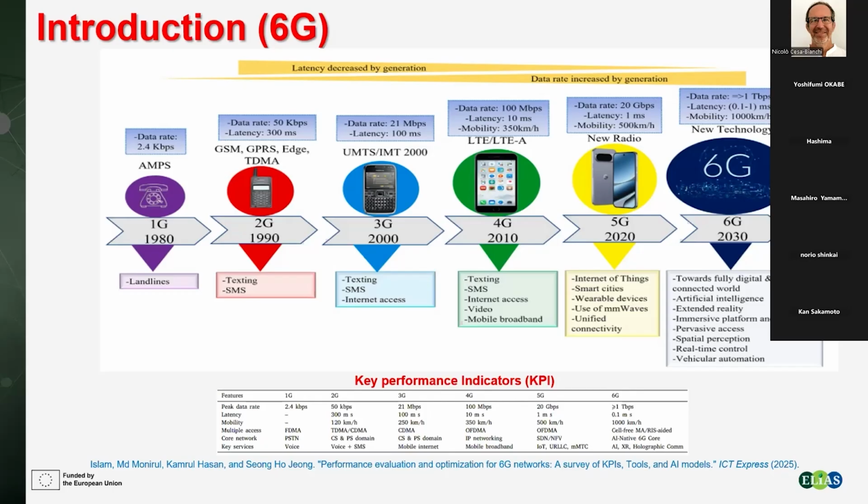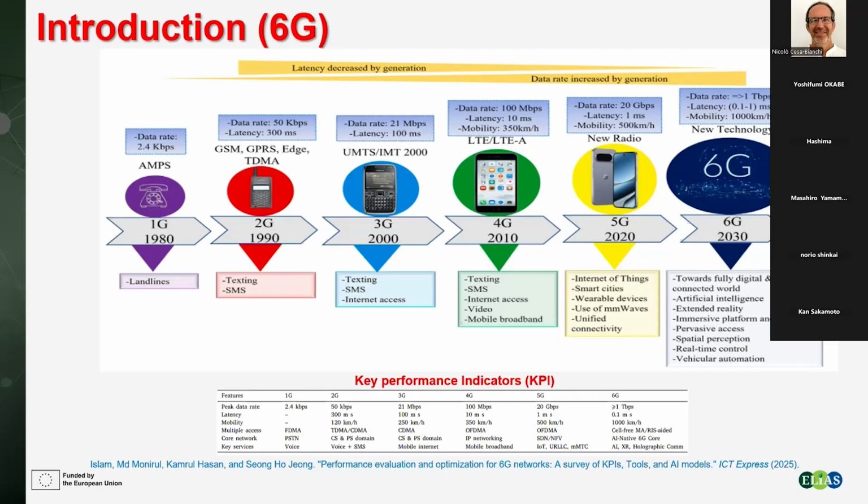And 5G is what we are currently working in. We have IoT, smart cities, wearable devices. We use new bands like millimeter wave and terahertz. And now the way is to launch 6G in 2030. We have a fully digital connected world related to artificial intelligence, extended reality, spatial perception, real-time control, and automated vehicles. So at each generation, there are key performance indicators.